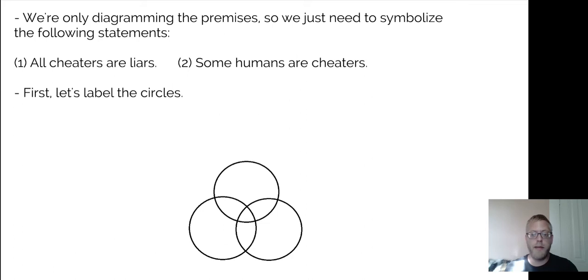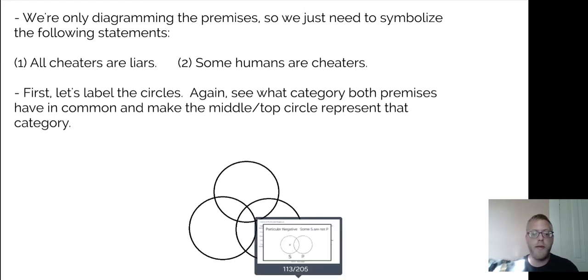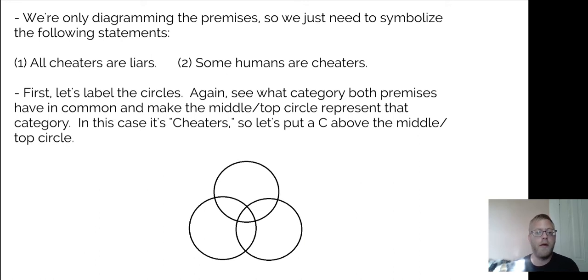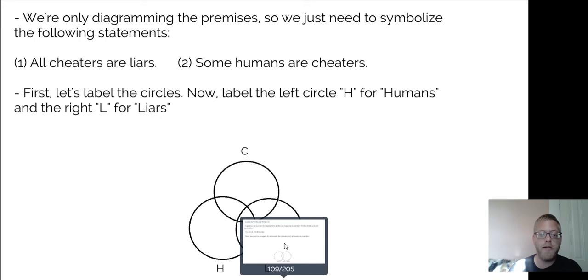But to do that, let's first label all the circles so we know which group is which. So again, see what they both have in common. What term does this statement have in common with this statement? It's cheaters. In this case, it's the subject, and here it's the predicate. Regardless, it's what they have in common. So let's make the top middle circle cheaters, and we'll represent that with a C. Then the left circle, H, for humans. And the right, L, for liars.